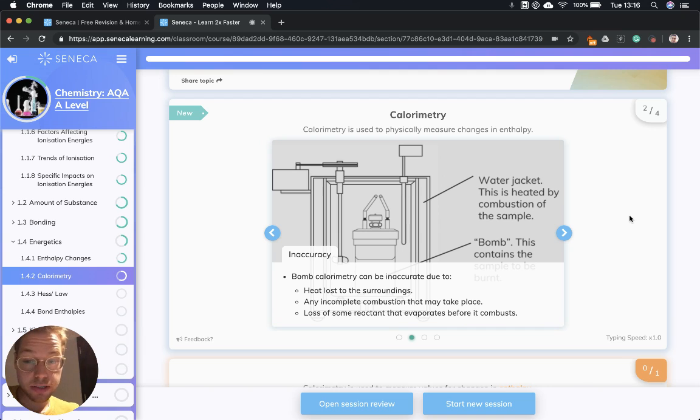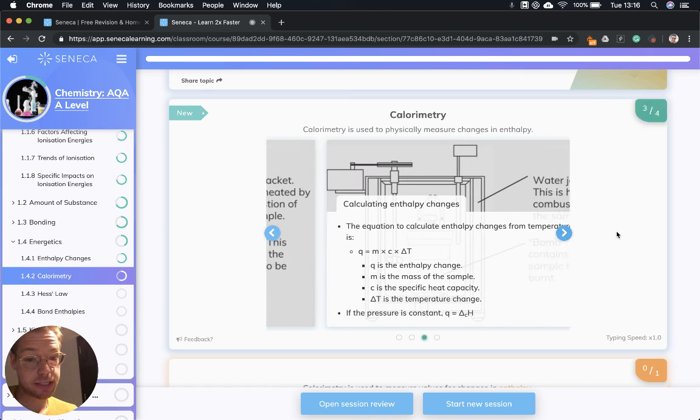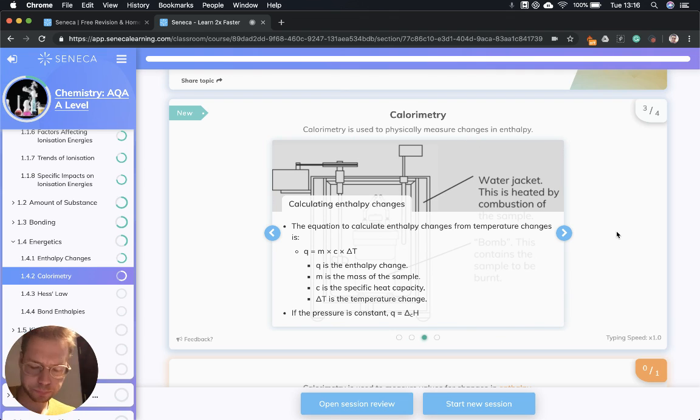So there is some inaccuracy because bomb calorimetry can have certain things go wrong. Heat can be lost to the surroundings. Some incomplete combustion could take place, and some of the reactants could be lost before they are combusted. So there are some inaccuracies with bomb calorimetry.